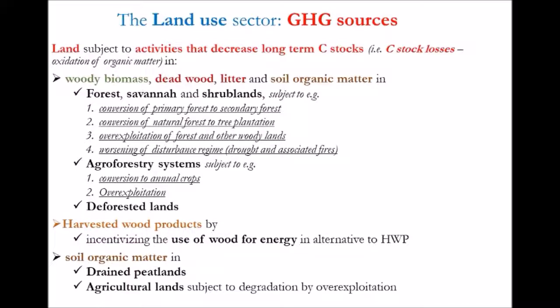If I convert an agroforestry system to an annual crop, then I lose carbon stock. Of course, any deforestation, any conversion from a land with perennial biomass to a land without perennial biomass is a net decrease in the long-term carbon stock. But also the use of harvestable product. If I incentivize their use for energy instead of as material, then I have a decrease, because the harvestable product is also a long-term carbon pool. At the same time, when I drain an organic soil, or when I overexploit and degrade agricultural land, I lose organic carbon from soils.